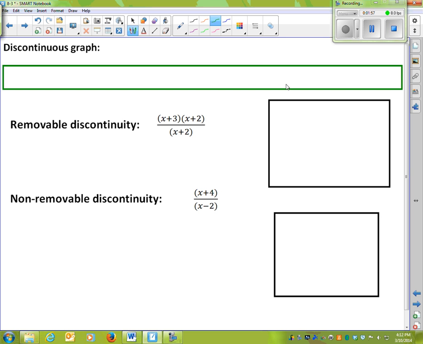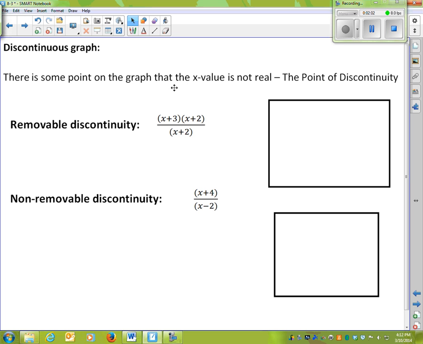Discontinuous graphs, like the one in our first example, are a graph where there's some point that the x value is not real. This is called the point of discontinuity. This is that point where it makes the denominator equal to 0. In our first example, called a removable discontinuity, we have x plus 2 in the denominator. So I know that x cannot be equal to negative 2. If it were, then my graph would not exist.